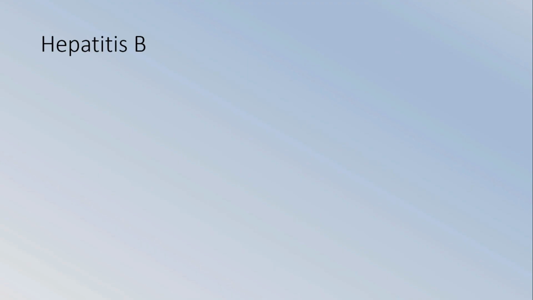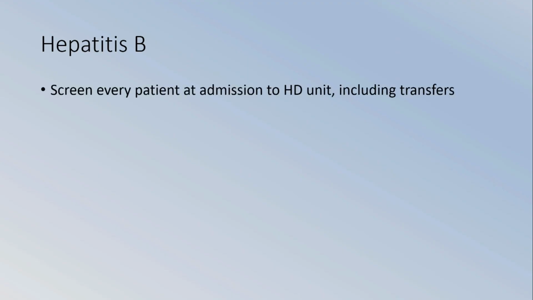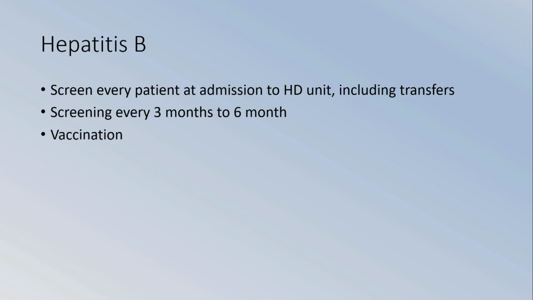So hepatitis B, obviously a major worry. It is highly contagious. The spread is bloodborne, fomites, everything. So how do you prevent dialysis associated hepatitis B transmission? Of course, screen every patient at the time of admission to dialysis unit, including transfers. We did discuss a little bit about that, and I am going to have my take on that shortly. Screening every 3 to 6 months is mandatory. Every unit has that. Vaccination is important.